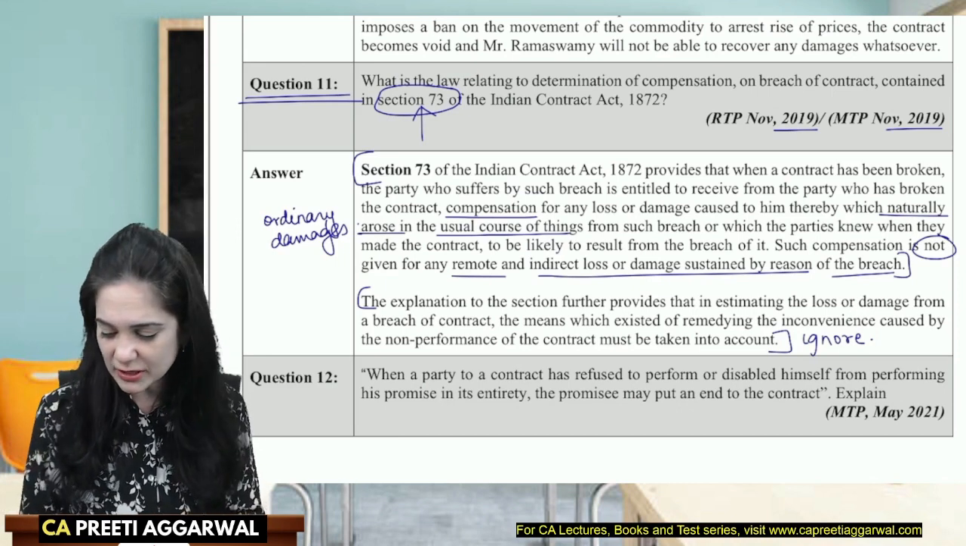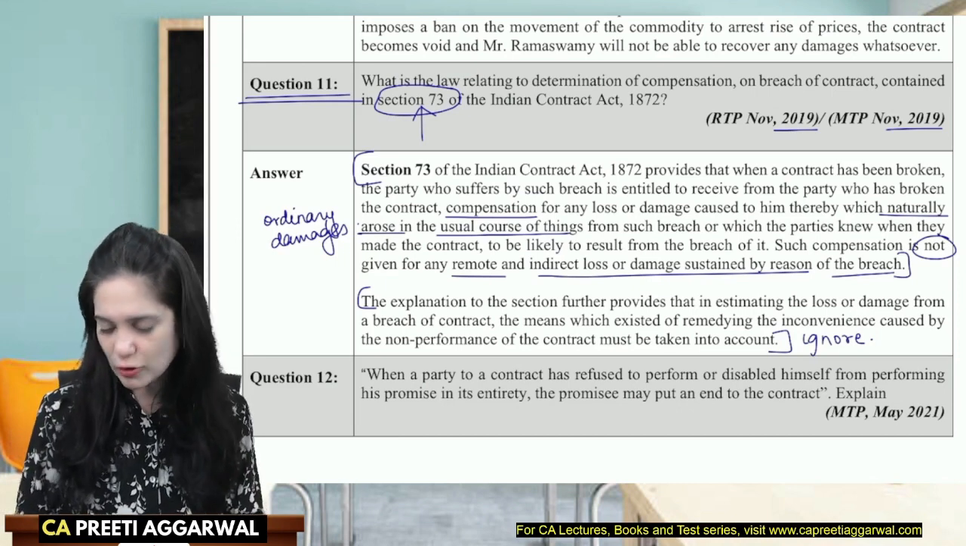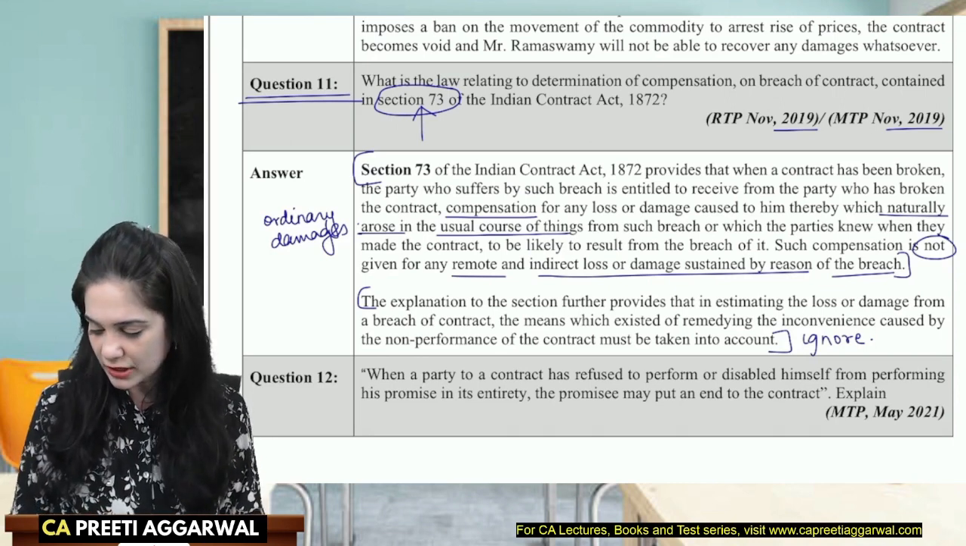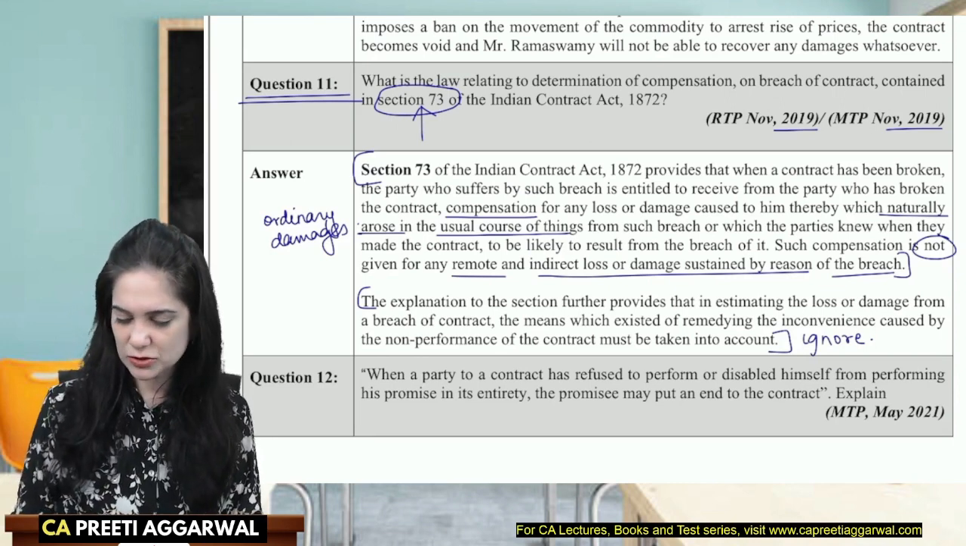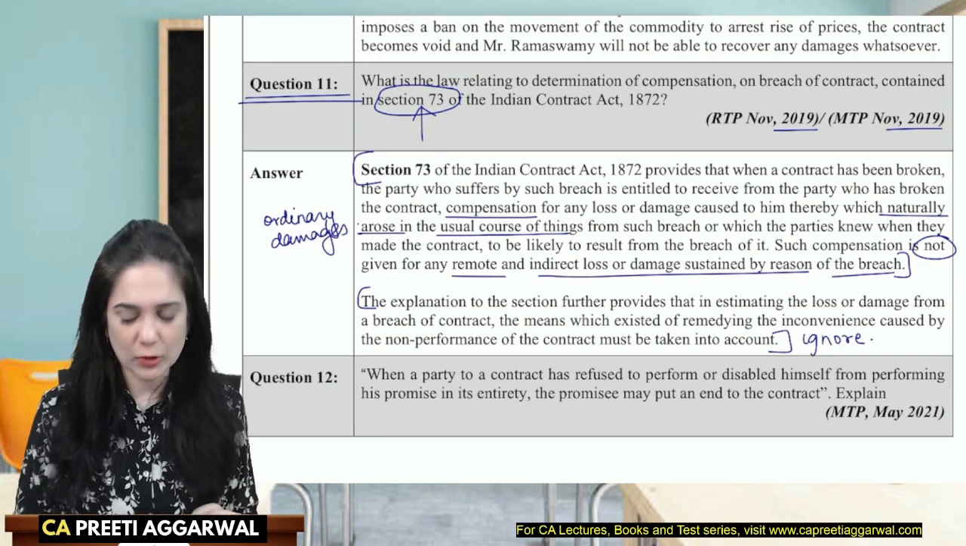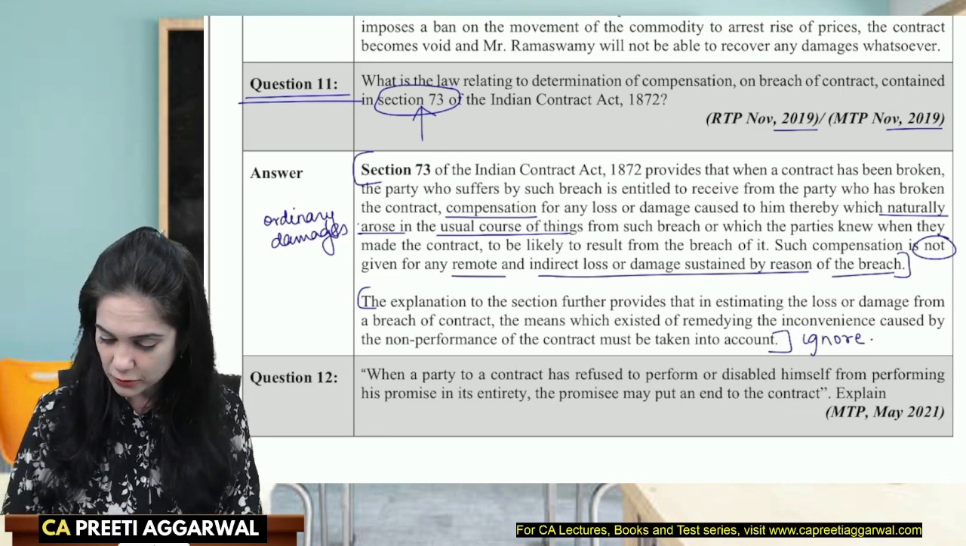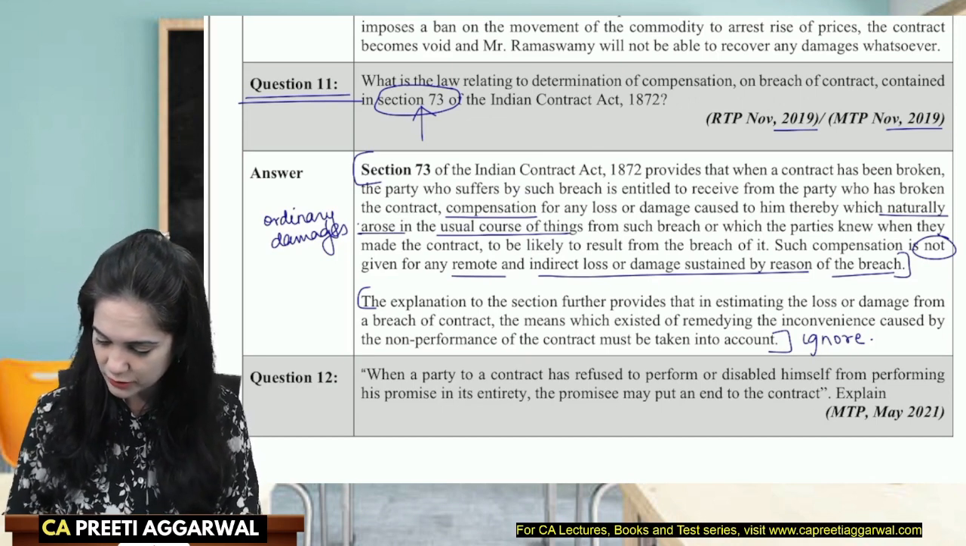Now, section 73 only talks about what kind of damages we can recover. They're not explaining the damages. Okay, the remote and indirect, they cannot be recovered. So this question is a unique question. It is important. From contingent and quasi contracts, I have identified question 4. Okay, let me go to that question.